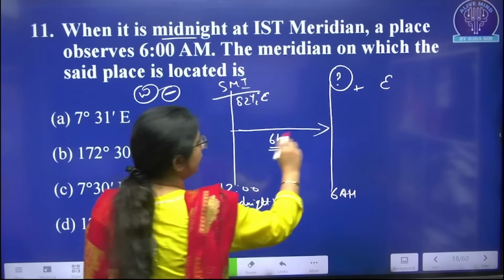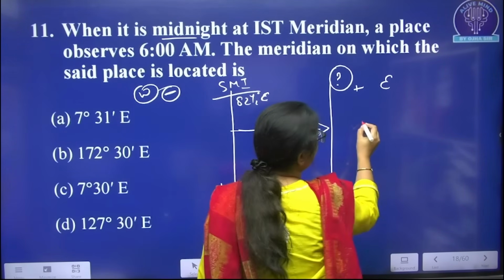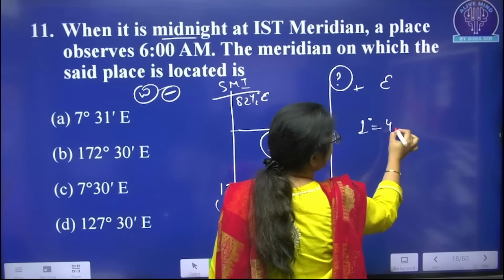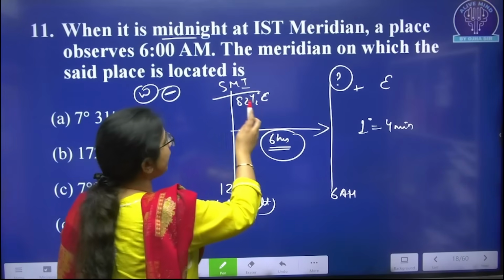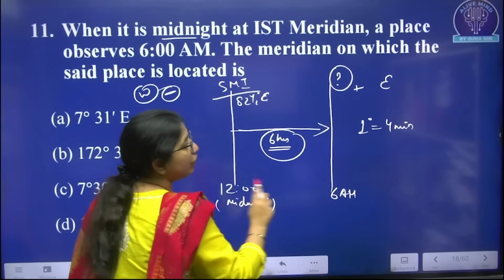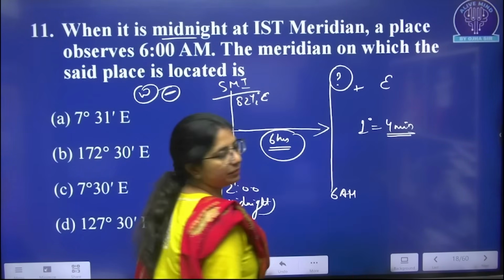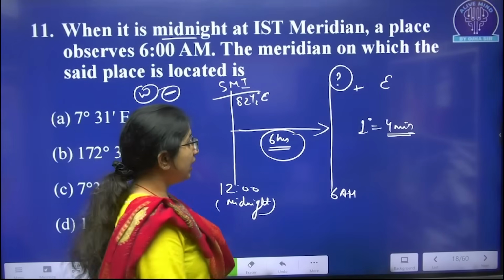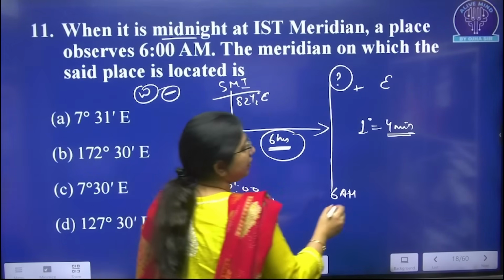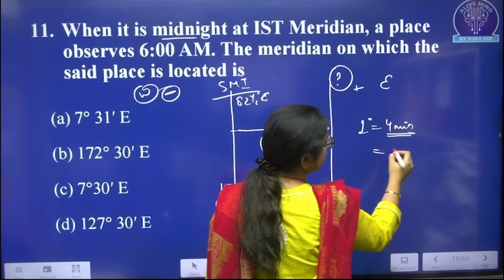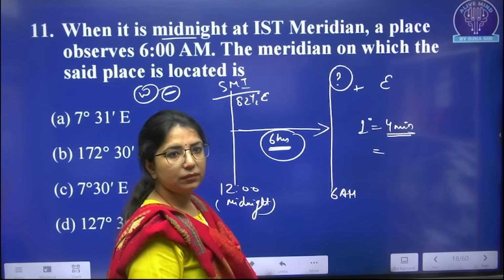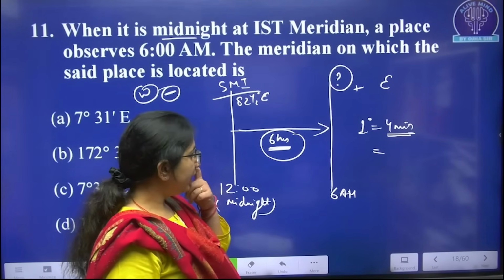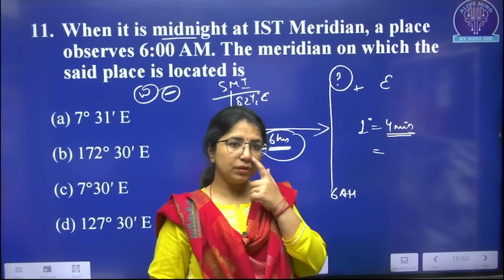See, by fact we know 1 degree is equal to 4 minutes. If you want to travel 1 degree, say for example 82.5 to 83.5, you will take 4 minutes to travel. They have asked 6 hours. 6 hours means how many minutes? Come on, tell me how many minutes it will come to?